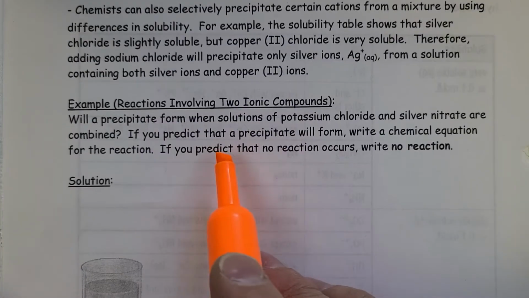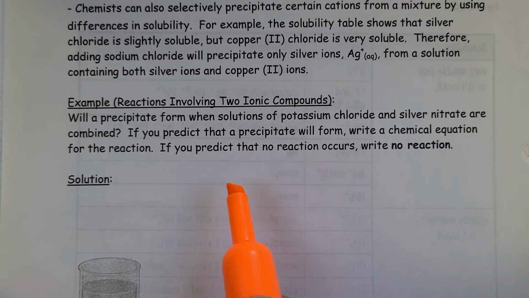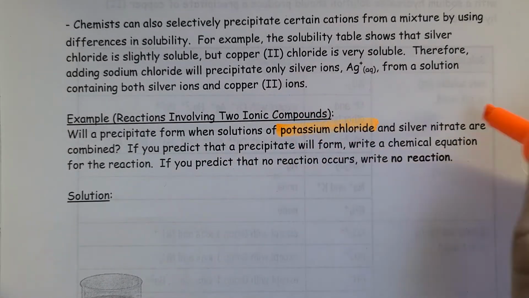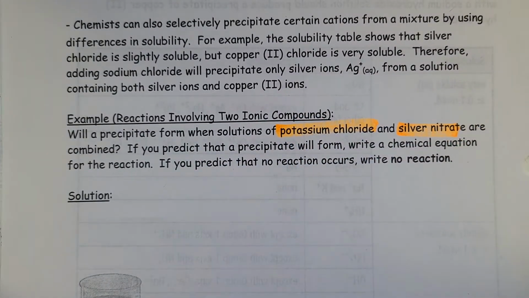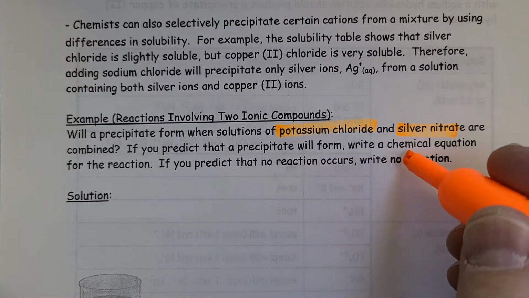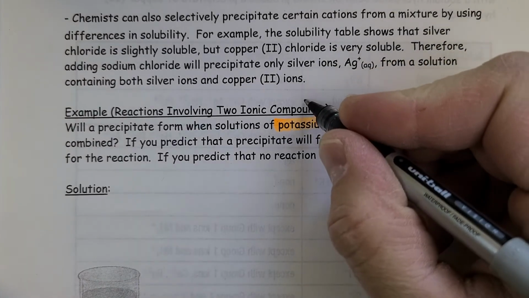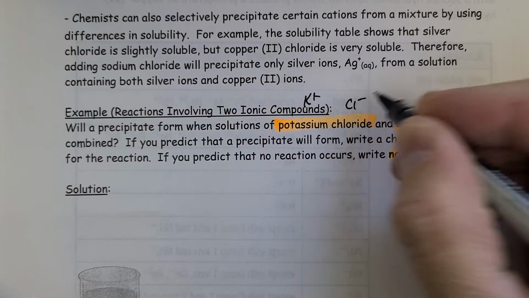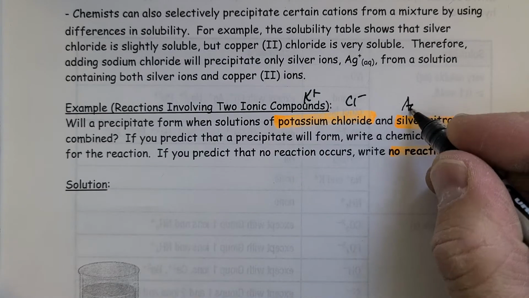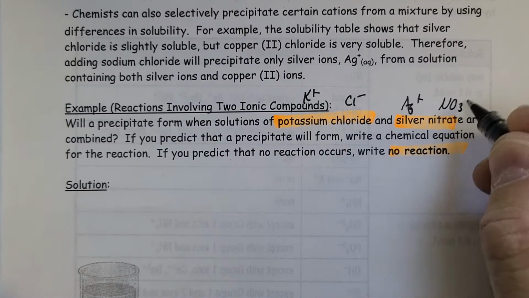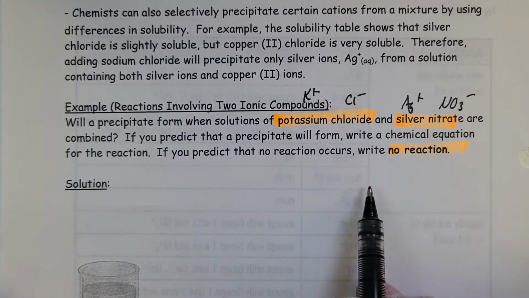So will a precipitate form when these solutions are mixed together? We have potassium chloride and silver nitrate. If there is a precipitate, write a chemical equation. If it doesn't make a precipitate, then we could consider that to be no reaction. So if we look at our periodic table, potassium is K+, chloride's 1-, silver is +1, and nitrate is NO3-. Okay, so that's good. It's all going to be 1 to 1.